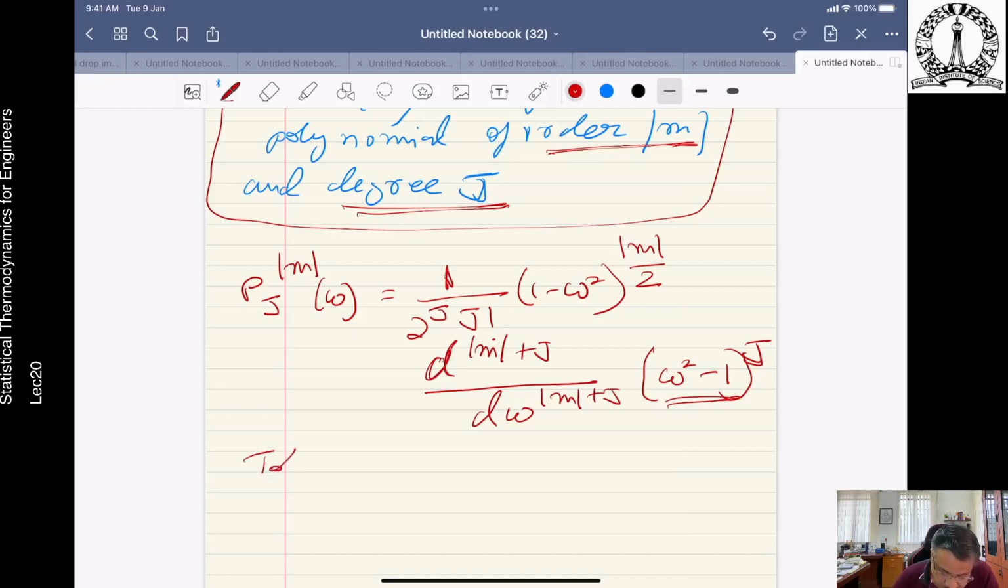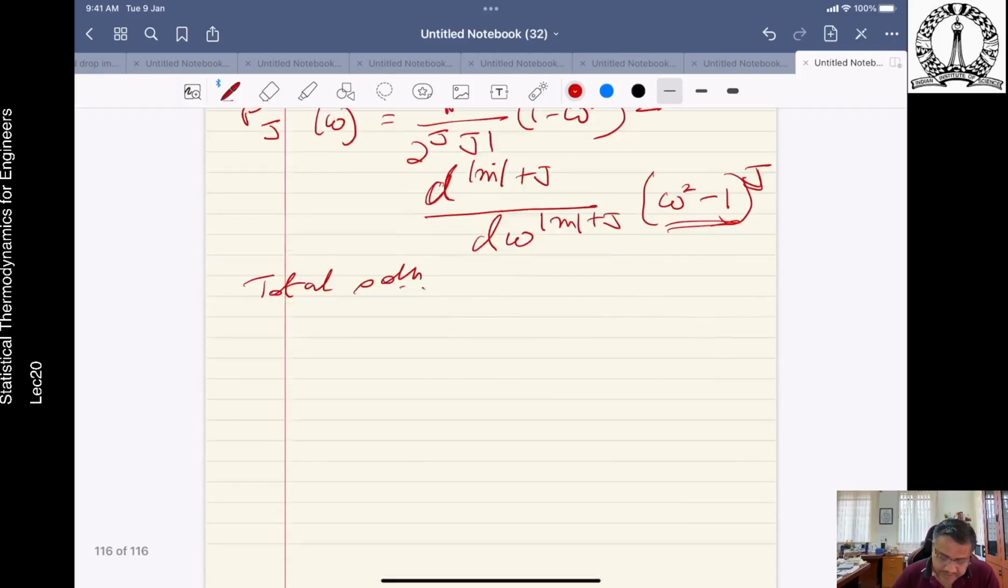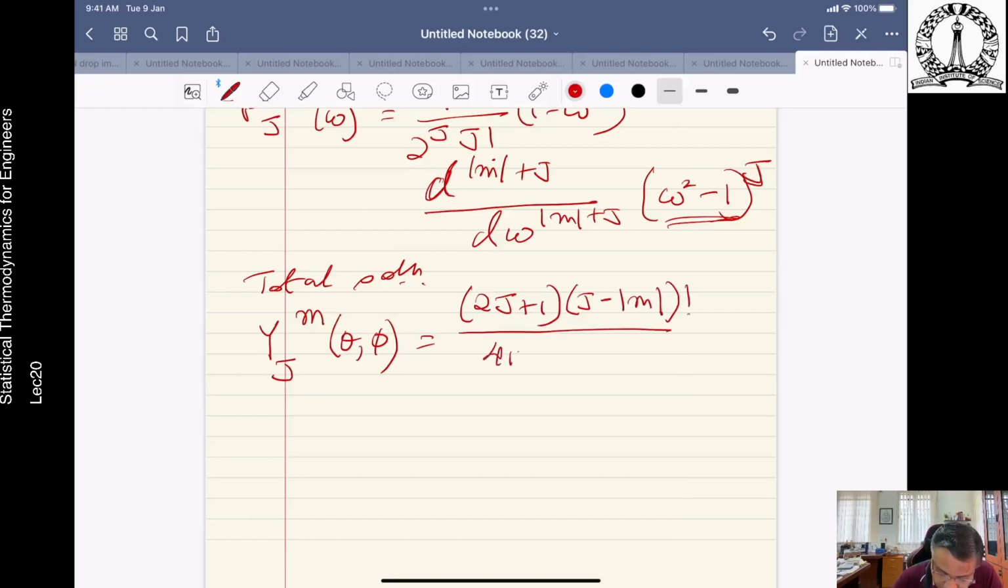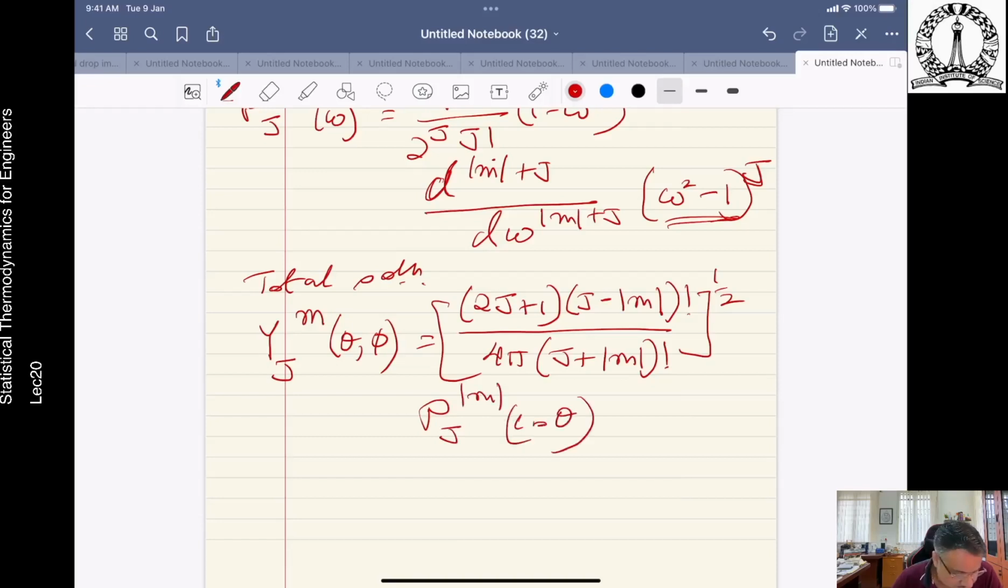So the total solution becomes, now we're in a position to write it, Y_j^m of theta comma phi, given as (2j plus 1) into (j minus modulus of m) factorial divided by 4 pi (j plus modulus of m) factorial, the entire thing raised to the power of half, times P_j^|m| of cos theta, times e to the power i m phi.